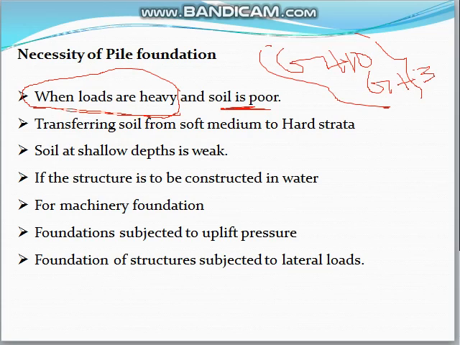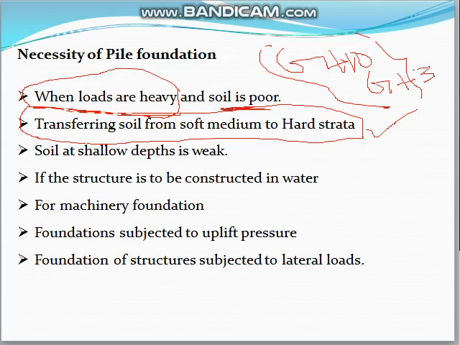Next, coming to the second point, transferring load from soft or medium soil to hard strata. Generally, I told you the soil at a shallow depth has some medium bearing capacity which cannot bear the heavy loads, so the load is transferred from the soft or medium soil to the hard strata. So that is the meaning here.